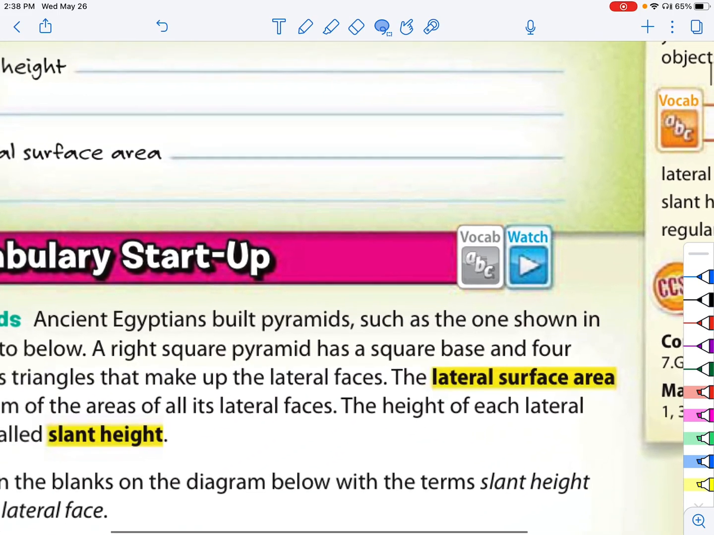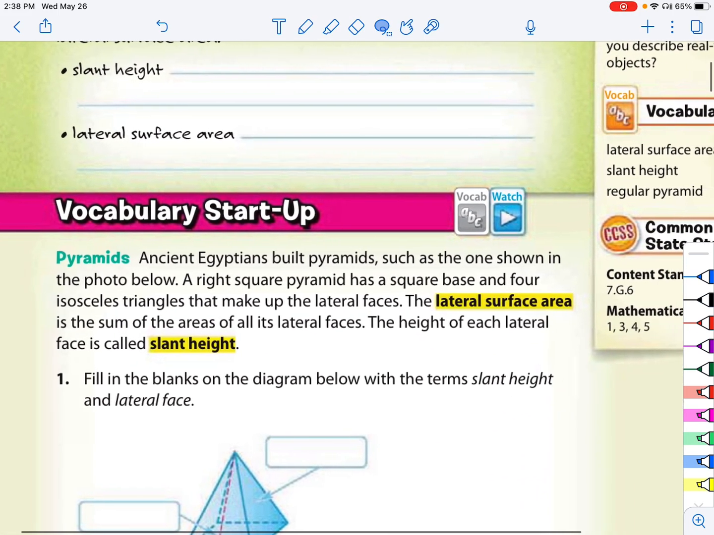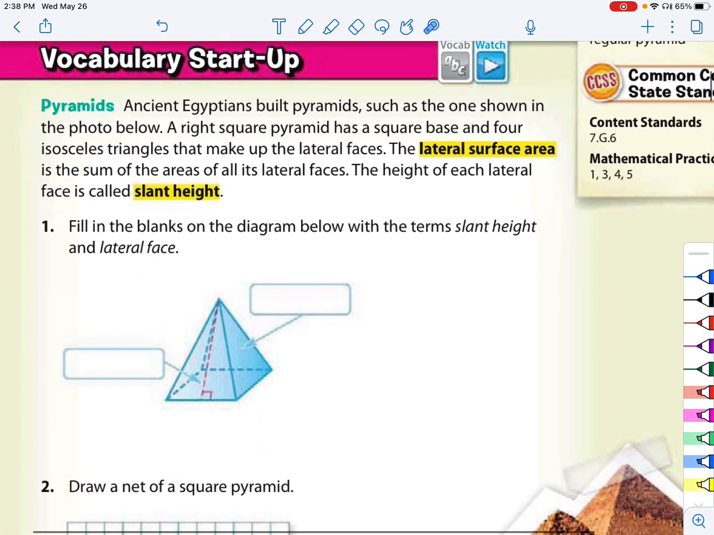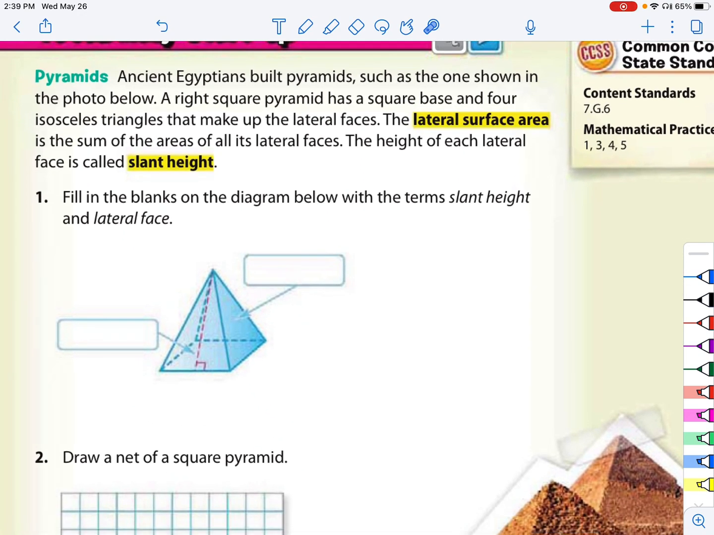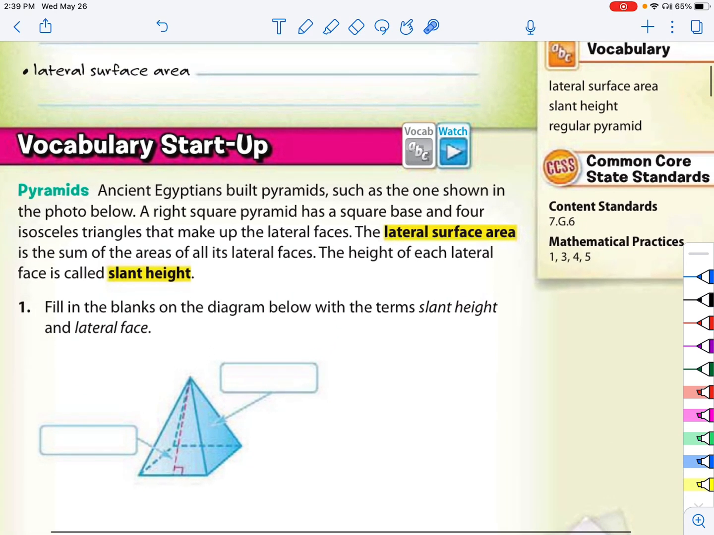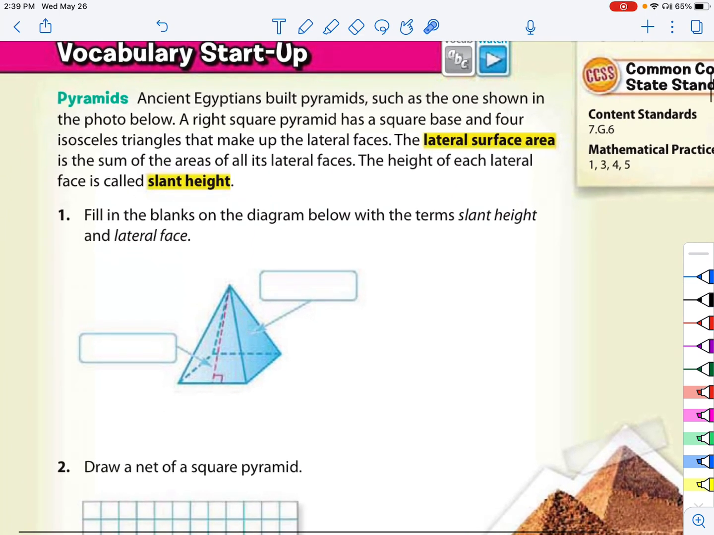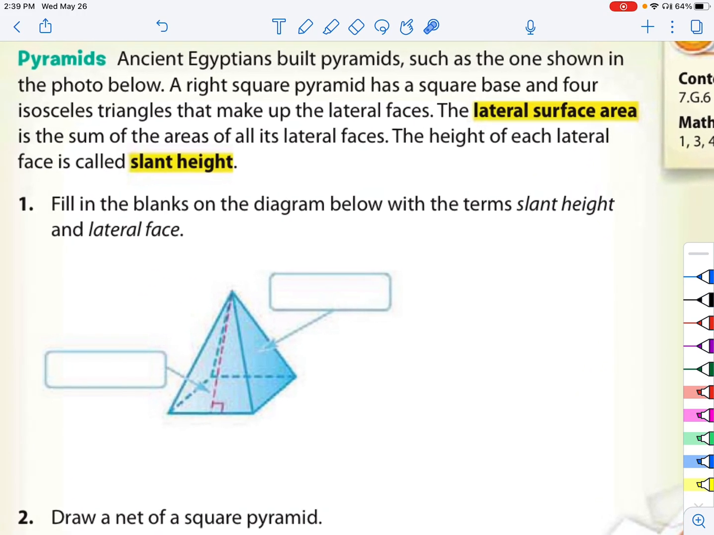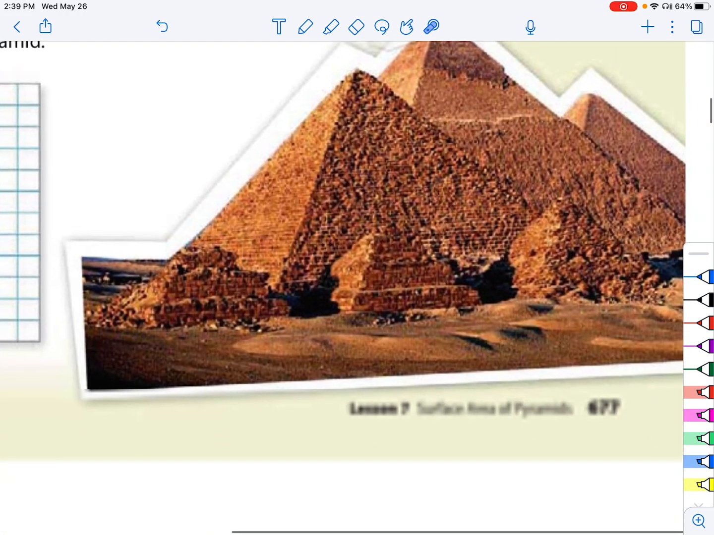Before we do that, however, we need to understand two words here, slant height and lateral surface area, the definition of which is right there. There are three terms we want to find out: lateral surface area, the slant height, and the regular pyramid. We'll be tackling these two first, and we'll go to the regular pyramid in a few minutes. The ancient Egyptians built pyramids such as the one shown in the photo below, this one right here.